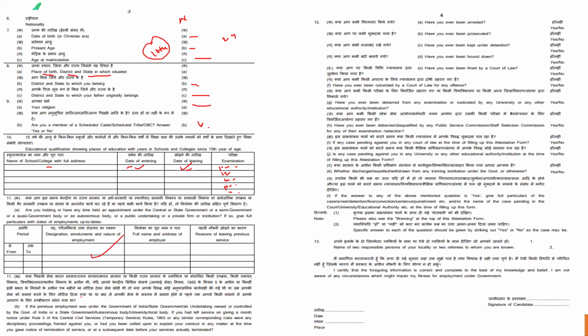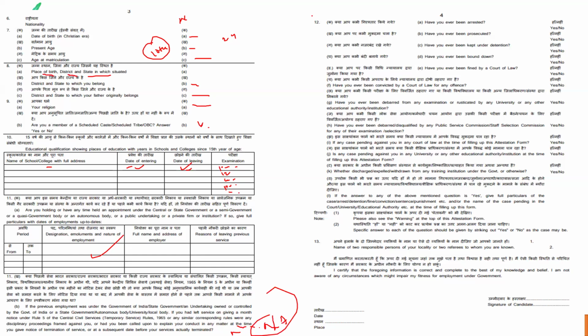Okay. Then if the previous employment was under the government of India or a state government or an undertaking, that means, is there any place where you had a job where any disciplinary actions were taken, or you have given proper notice, and all that detail regarding your employment. If anything is there, then you can write, or otherwise if not applicable, then you can write NA.